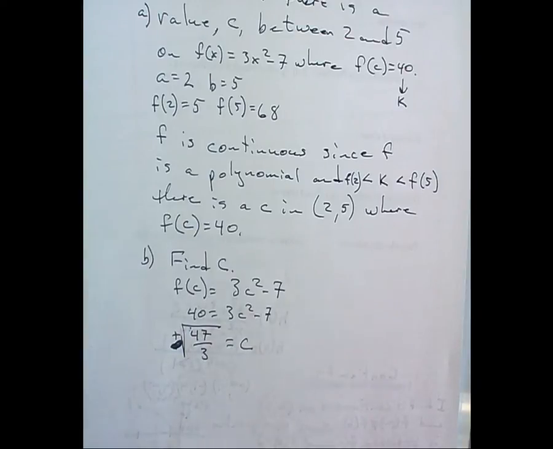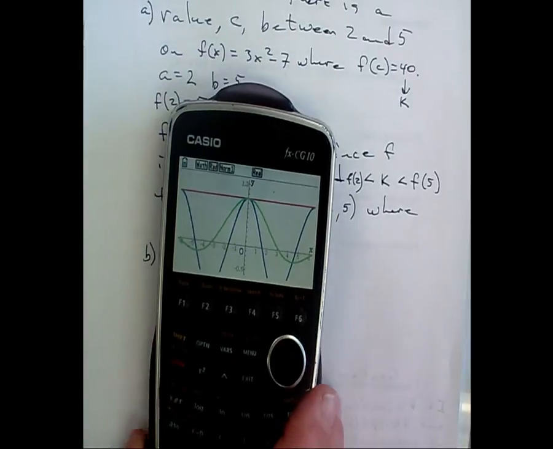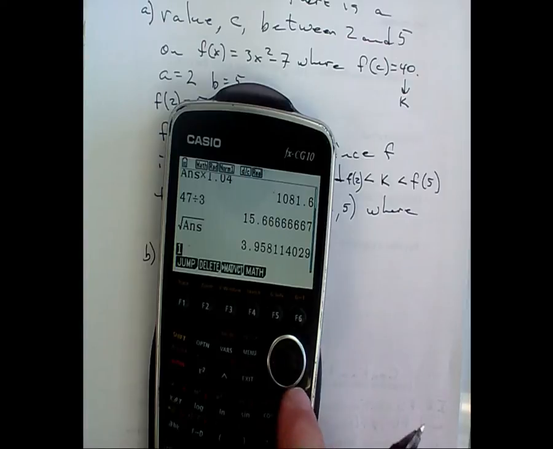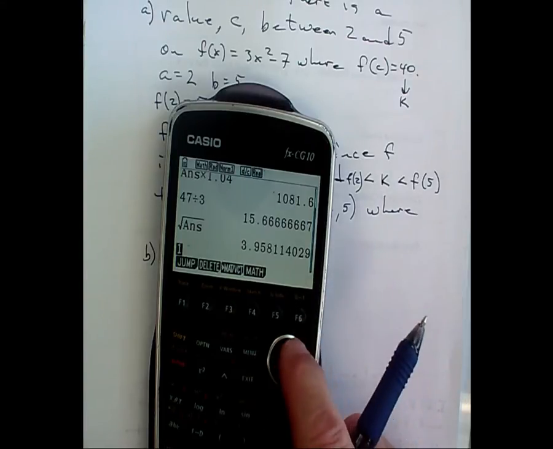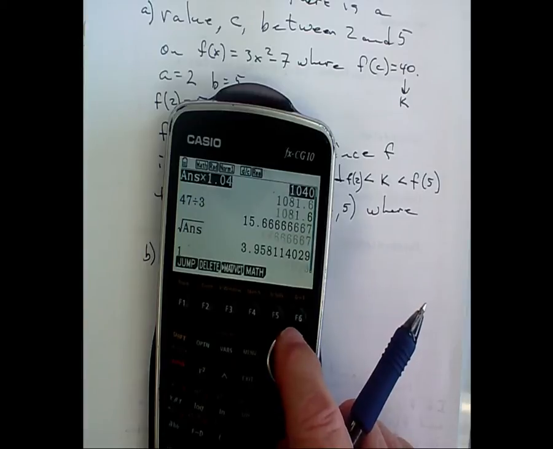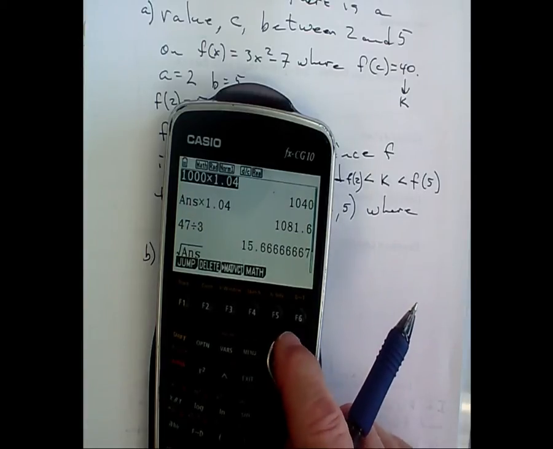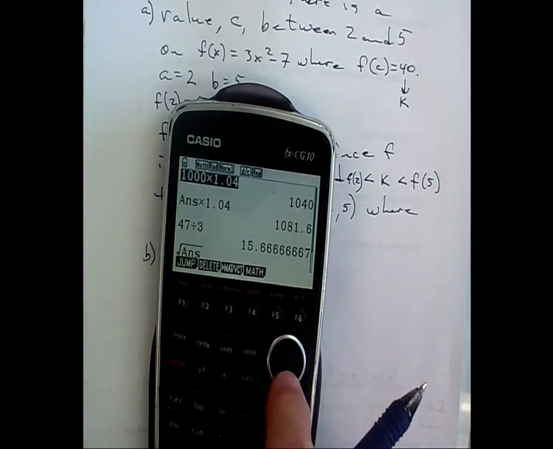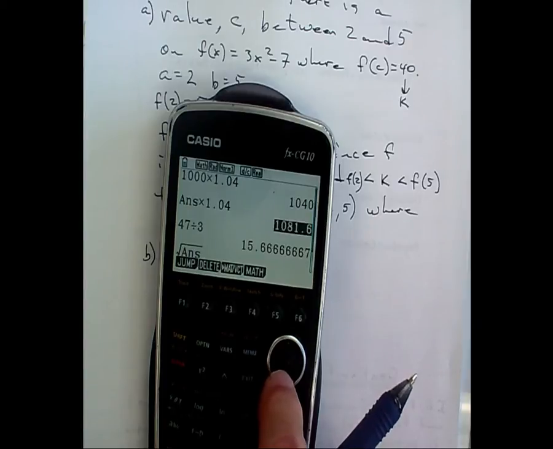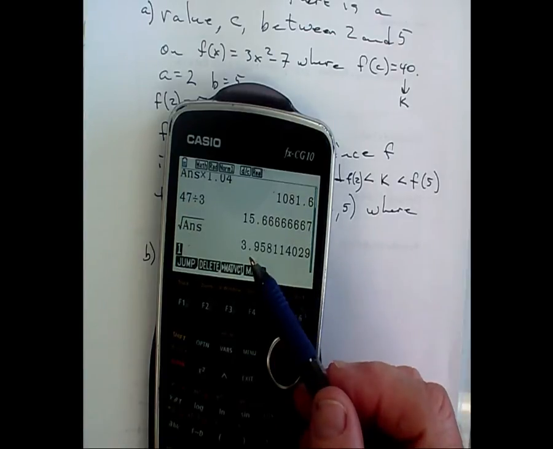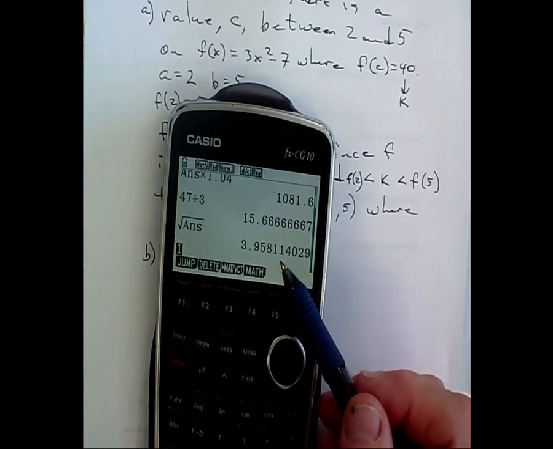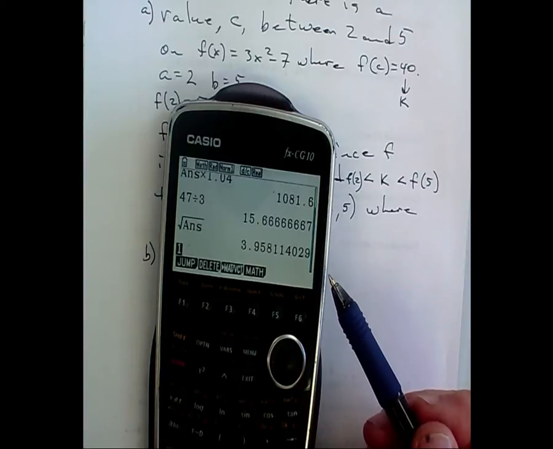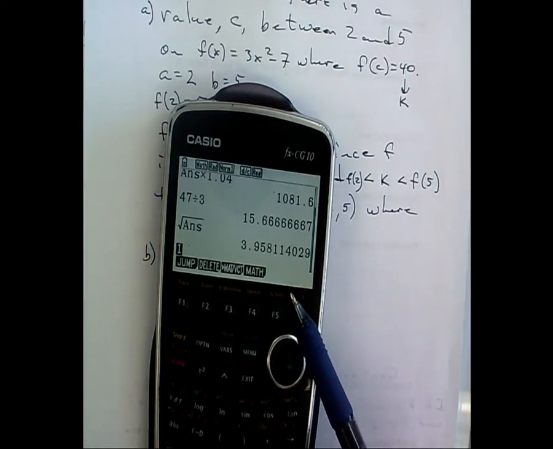Now, some of you may do this. You may go to your calculator and do that. I took 47, I divided it by 3, and then I took the square root. And I got 3.958114029. Okay, you got that? And you can do that too, except if you write 4, it'll be wrong.